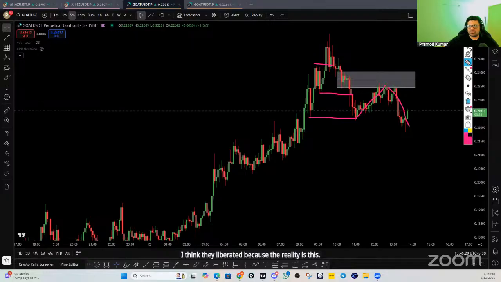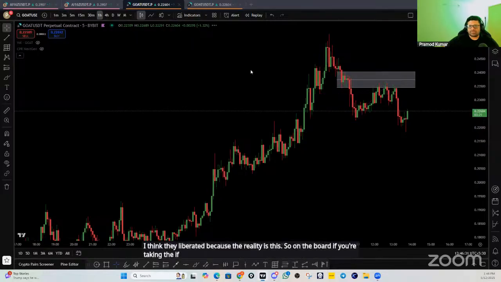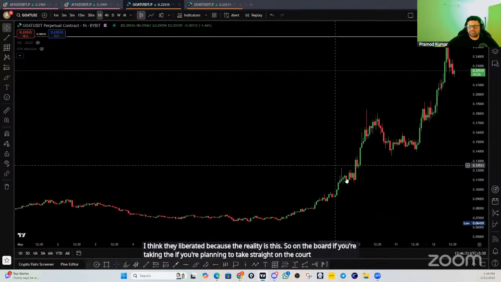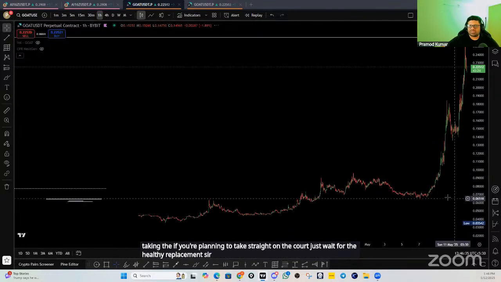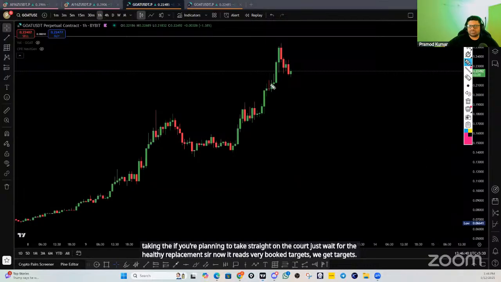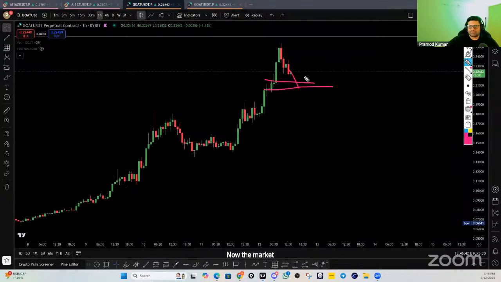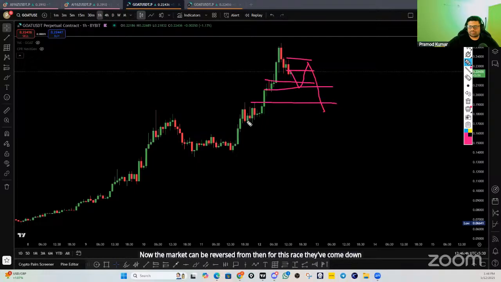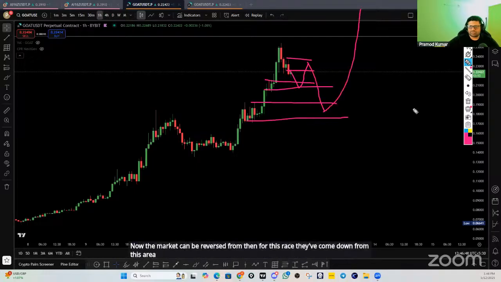So on the gold, if you're planning to take a trade on the gold, just wait for the healthy retracement, sir. Now it reached very good targets, weekly targets. So now the market can reverse from here. Then from this place, they come down. From this area, you should try for long positions.